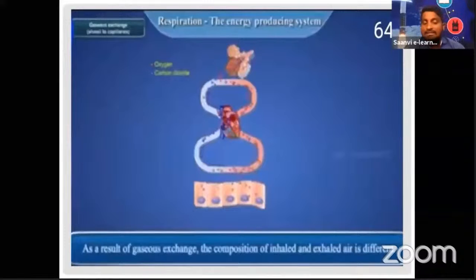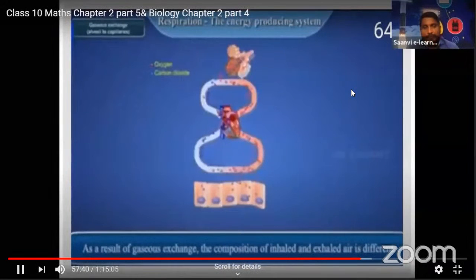Here, as a result of gas exchange, the composition of inhaled and exhaled air is different. See, in inhaled air, oxygen is present, carbon dioxide is present, and nitrogen is also present. What about exhaled air? Likewise, carbon dioxide is present, oxygen is present, and nitrogen is also present. Don't think we are exhaling pure carbon dioxide, and don't think we are inhaling pure oxygen. I will now show the percentage of particular components in our inhaled air and exhaled air also. Did you get that?